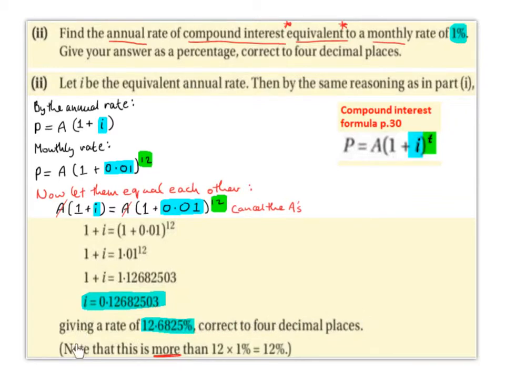And again, it's very important to note that this is more than just doing 12 times 1%, which would give us 12%. So just because you have the monthly rate doesn't mean you times by 12 to get the annual rate. It's very important that you follow these steps.